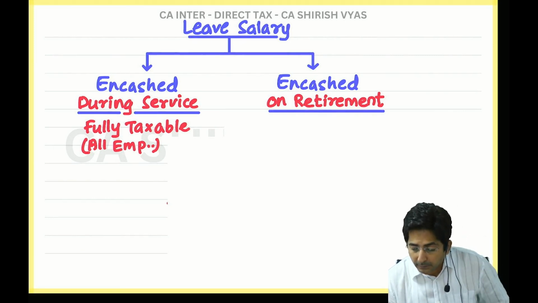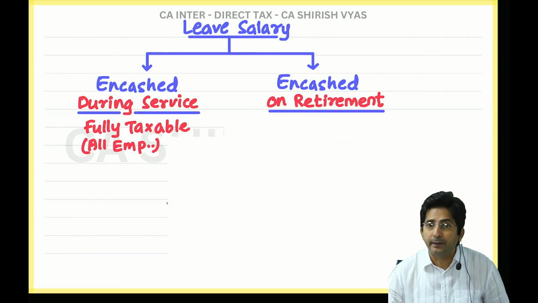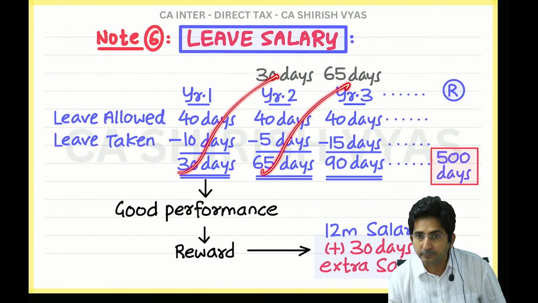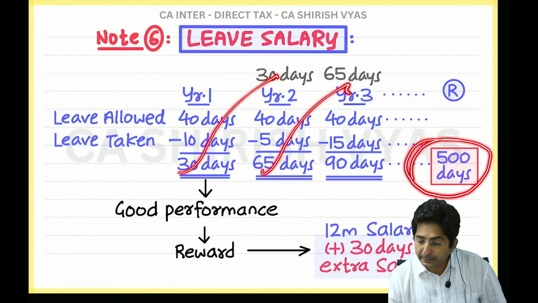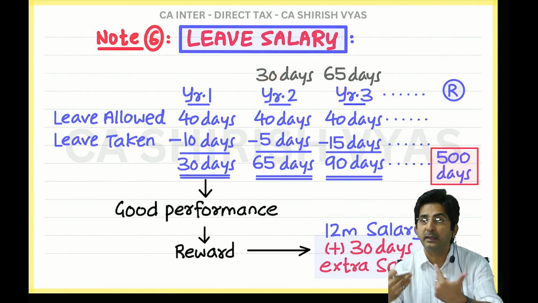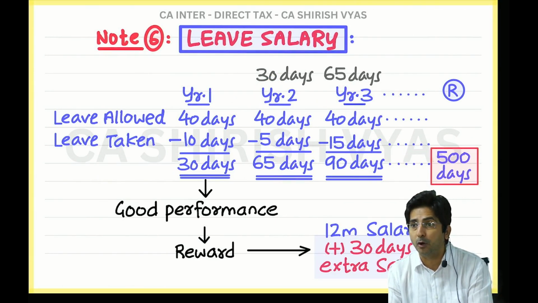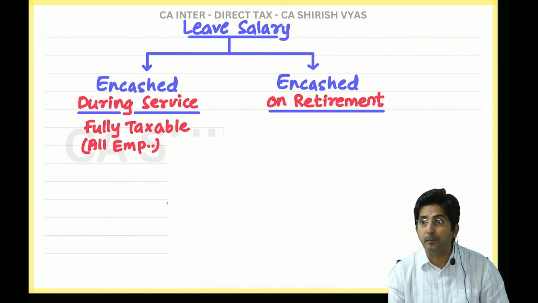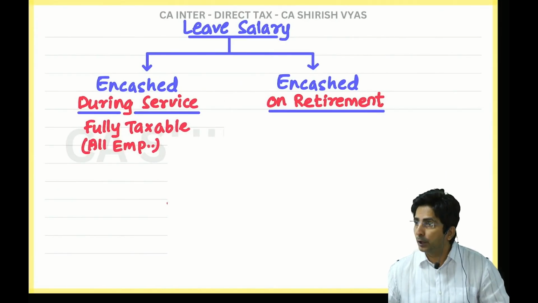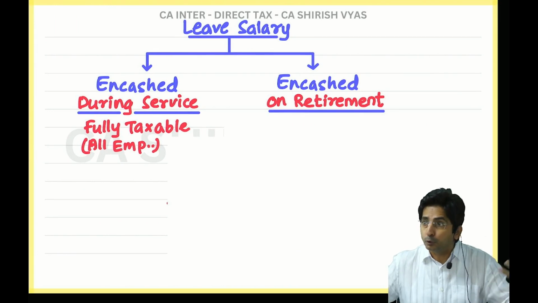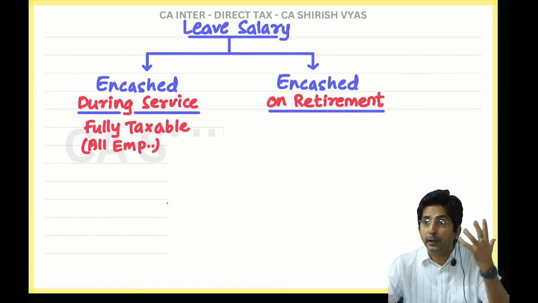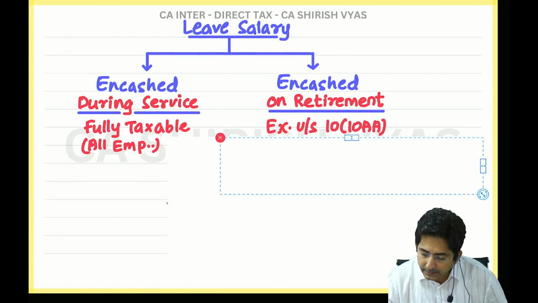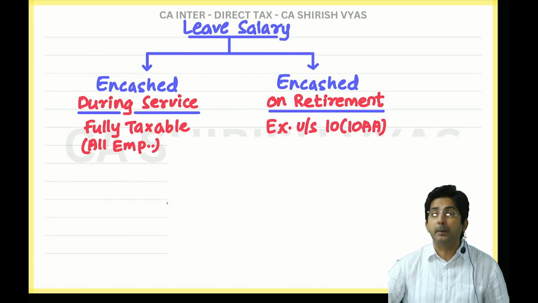But if it is encashed on retirement, like every year you are carrying forward the leave, and together at the time of retirement, your account is settled. This is called encashment on retirement. So tell me, then it will be a small amount or a big amount? Because in so many years of service, you might have accumulated so many days of holiday. So you will get a big amount. That will be exempt under section 10(10AA).